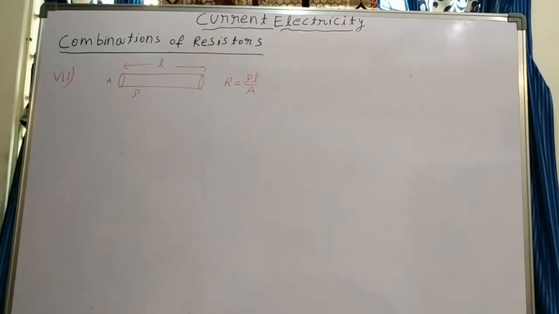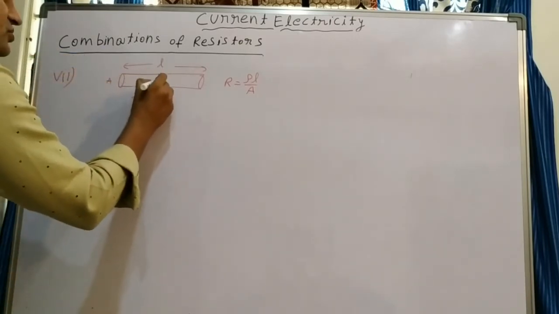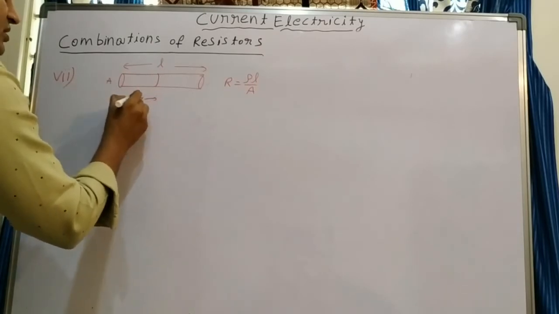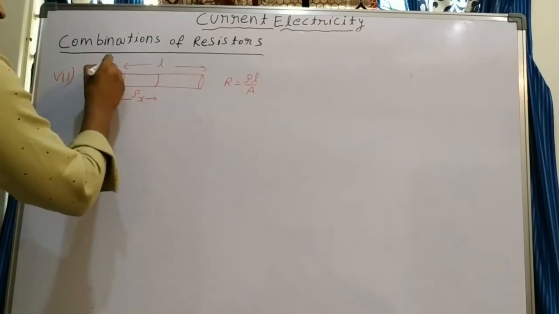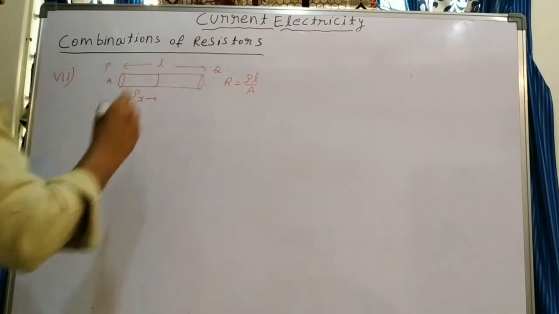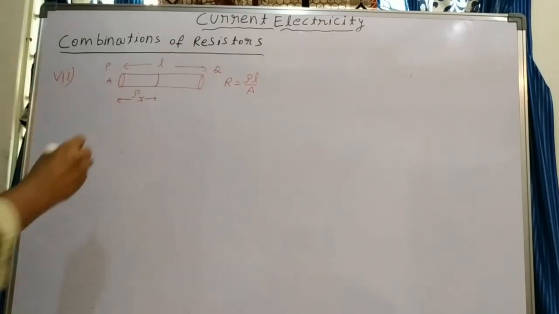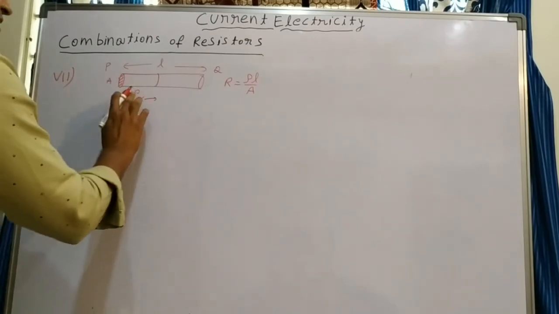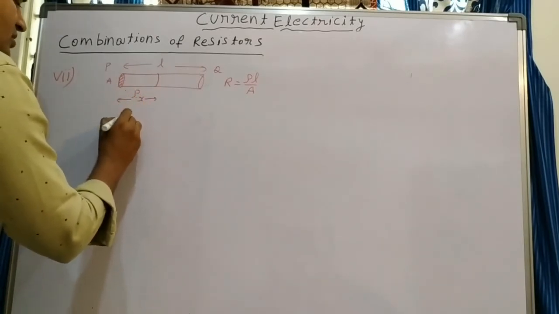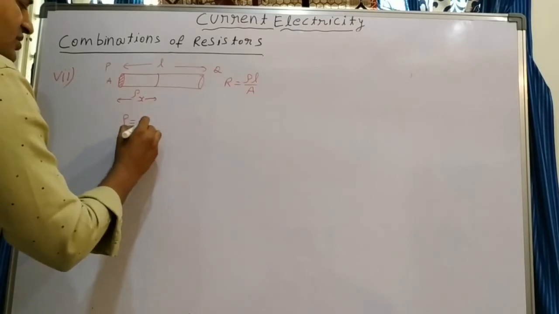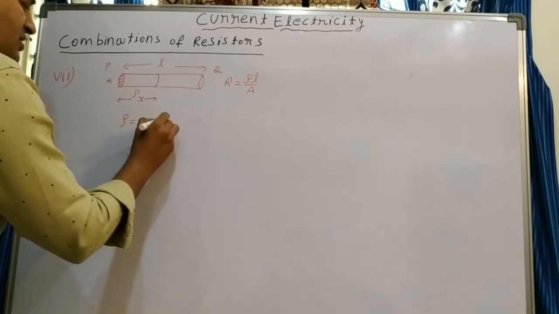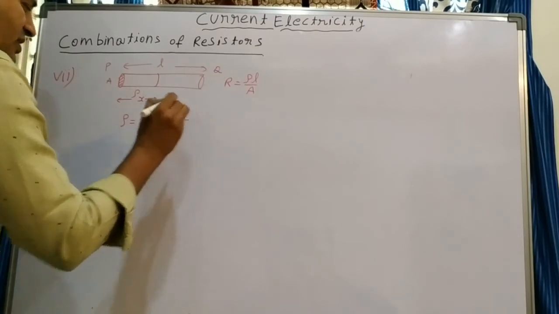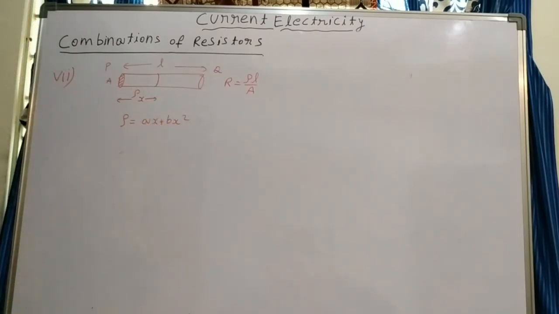Suppose they give that the resistivity changes according to distance. Suppose at a particular distance you can choose here, which is X distance from the side A. Suppose you think of the ends as P and Q, and A is the area of cross section. At a particular distance X, the resistivity changes like this. That is, you can take AX plus BX square. The resistivity of the conductor changes according to this.